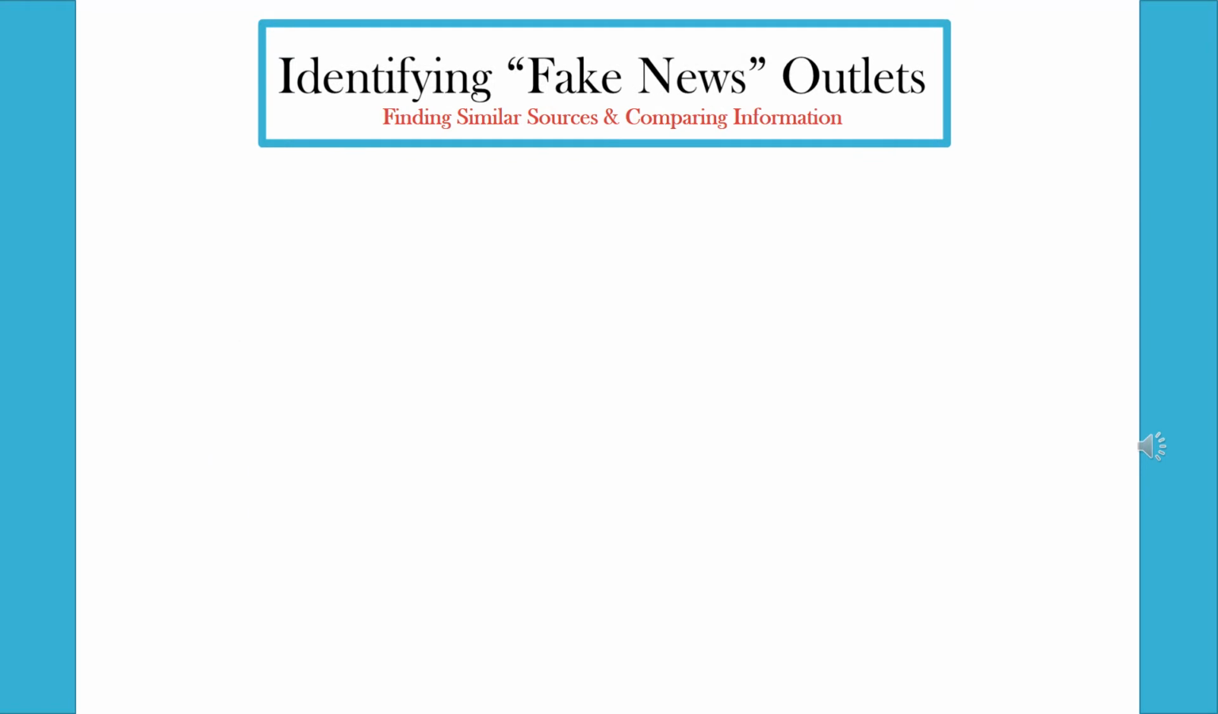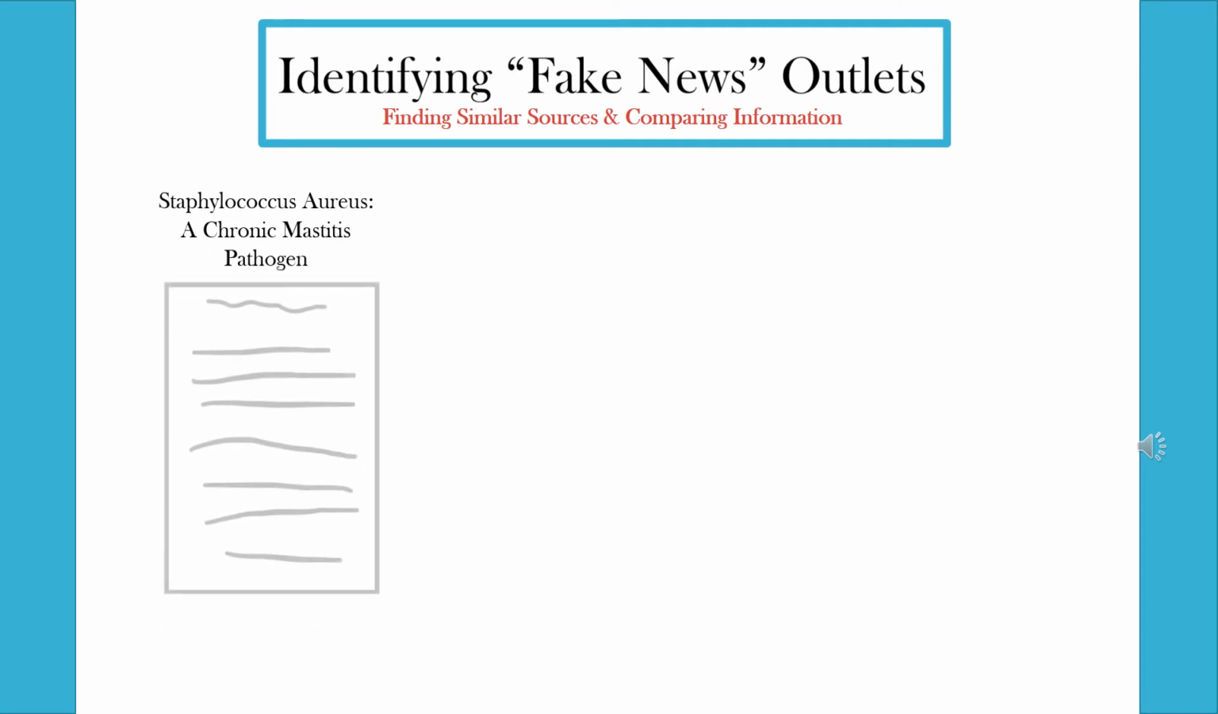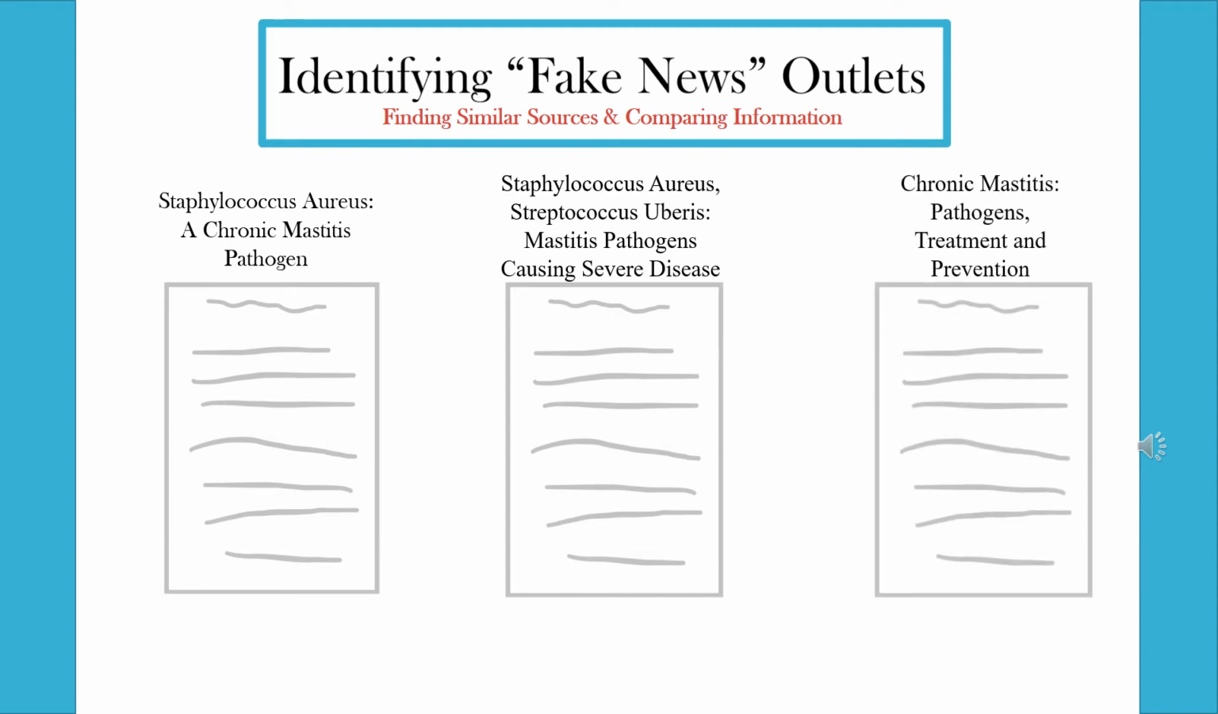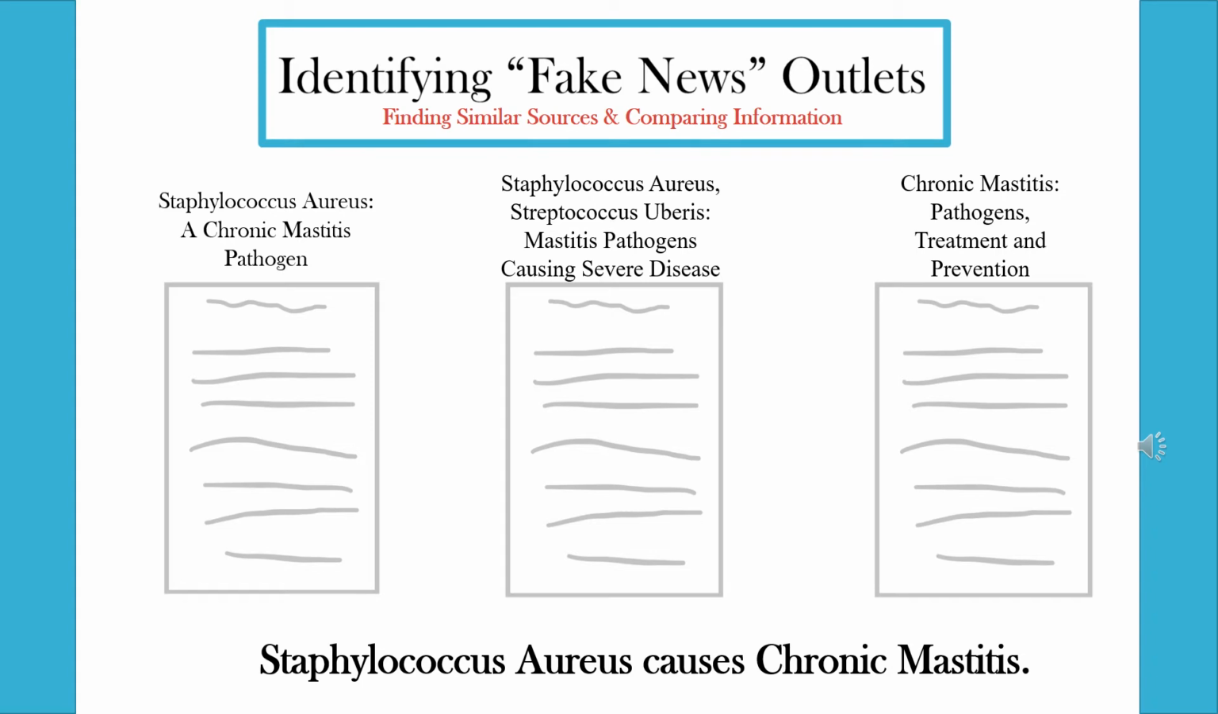If you're still unsure as to whether or not your source is fake news, you can find similar sources and compare the information. Let's look at 3 different articles. Staphylococcus aureus, a chronic mastitis pathogen. Staphylococcus aureus, Streptococcus tuberous, mastitis pathogens causing severe disease. And chronic mastitis pathogens treatment and prevention. Upon reading all 3 of these articles, you can determine that one fact is across all 3. Staphylococcus aureus causes chronic mastitis. It's pretty evident that because all 3 of these articles hold this fact, that it is most likely accurate, and thus the sources are most likely not fake news outlets.